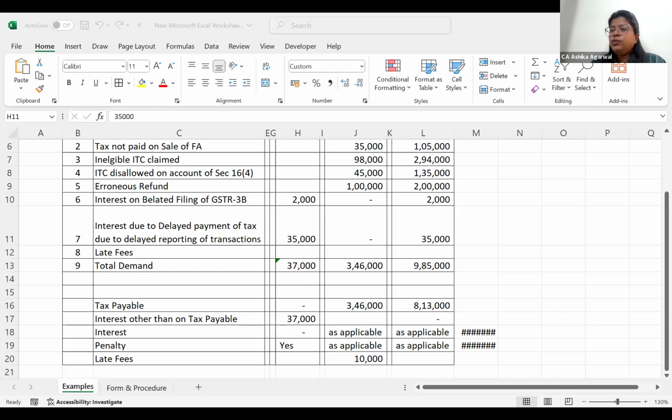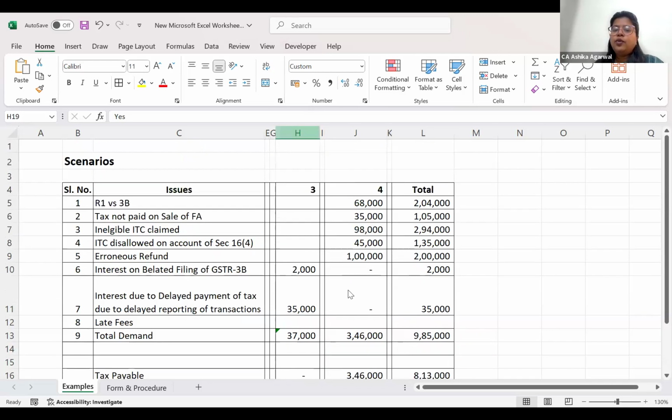Okay, the only issue is there. So now coming to this, if the only issue is interest on belated filing and delay payment of tax, then you are not eligible. You have to pay the applicable interest and applicable penalty demanded as per the notice or order. With this, now we will move to the fourth scenario.